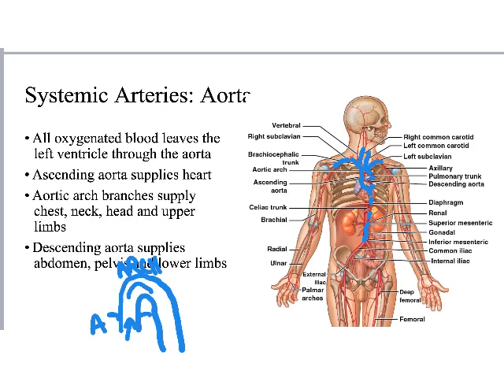And then the descending part, the part that goes all the way down into your abdomen, almost to your pelvis, that's the descending aorta. And that's going to send off branches that feed the abdomen, the pelvis, and your lower extremities.